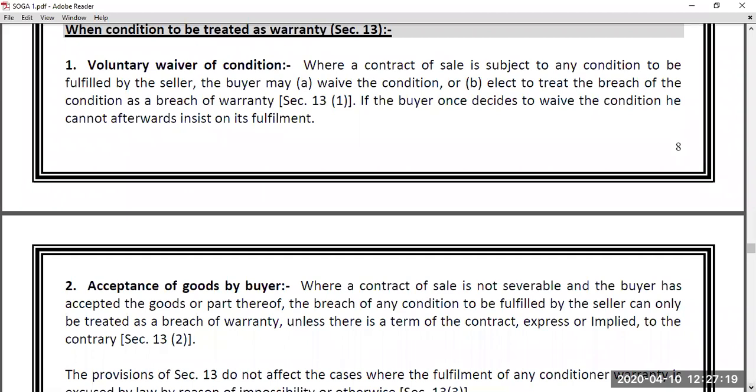Then here we can say that the buyer has voluntarily waived his right of cancelling the contract, the right of rescission of a contract because of breach of condition, and voluntarily he has opted to treat the breach of condition as a breach of warranty. Then in that case, there is a breach of condition, but it will be treated as a breach of warranty. So when is a condition to be treated as a warranty? Answer one is waiver, and answer two is acceptance of goods by the buyer.